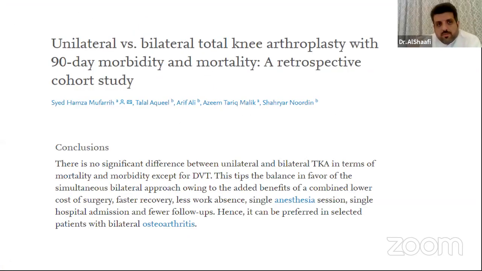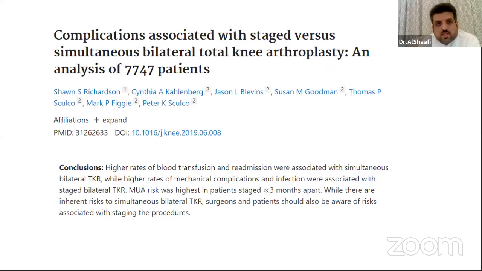There is another study comparing the unilateral with the bilateral total knee replacement with 90 days morbidity and mortality, and they conclude that there is no significant difference between unilateral and bilateral total knee replacement in terms of mortality and morbidity, except for some cases that developed DVT, deep vein thrombosis.